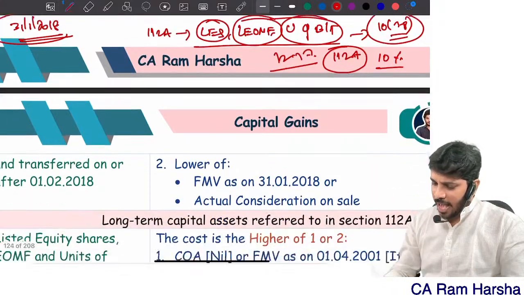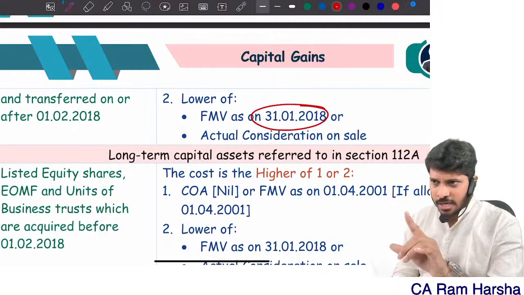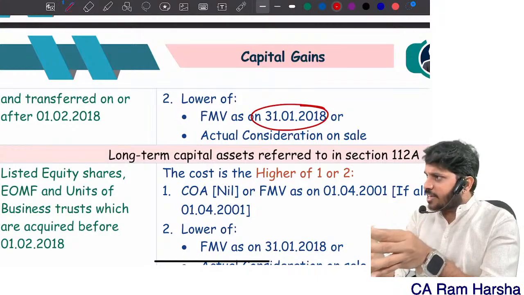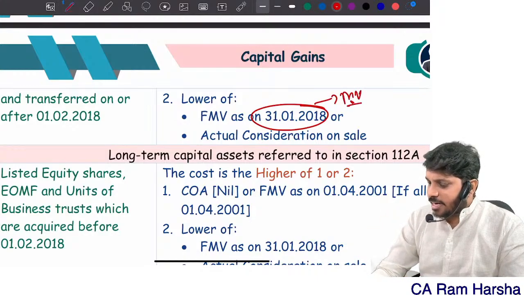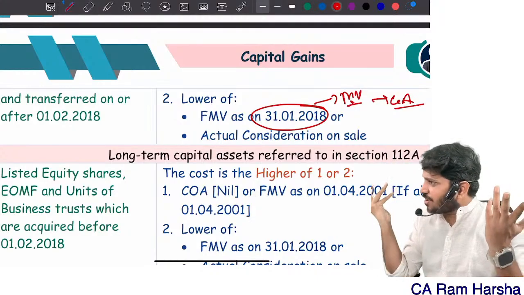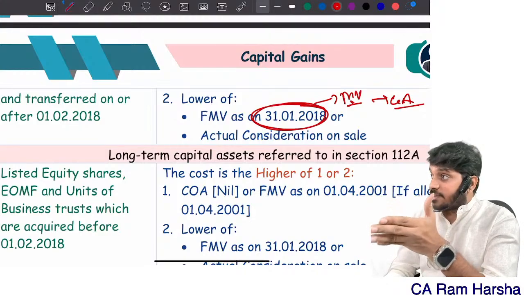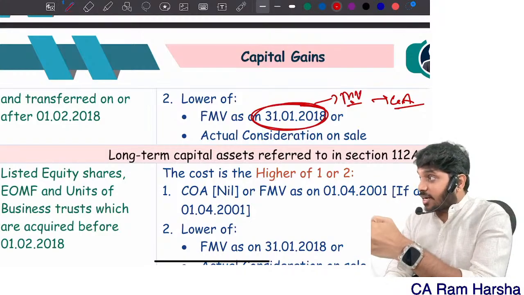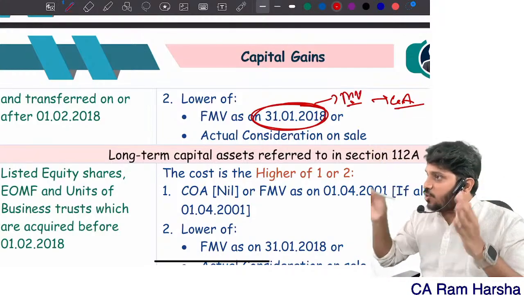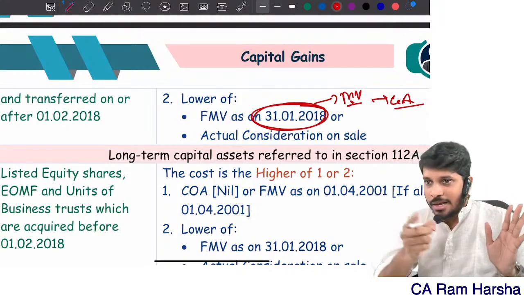Don't worry. As on 31st March, sorry, as on 31st January 2018, from 1st February the exemption is not there and Section 112A is applicable. As on 31st January, whatever market value is there, take it as the cost of acquisition. Happy? See, if you sold it on or before 31st January, the entire amount you got is exempt, right? Whatever market value there on 31st January, take it as cost. Indirectly, am I giving exemption or not?